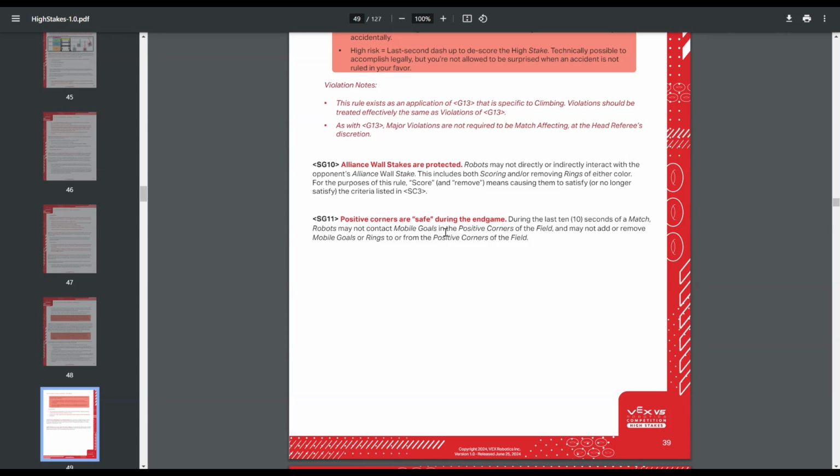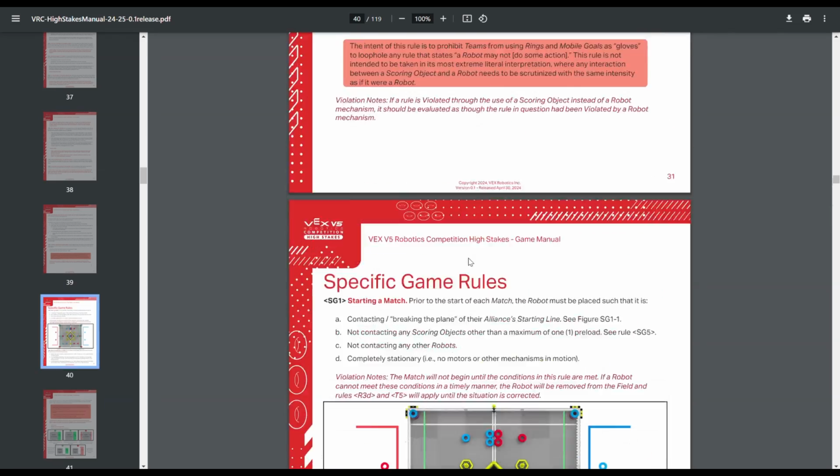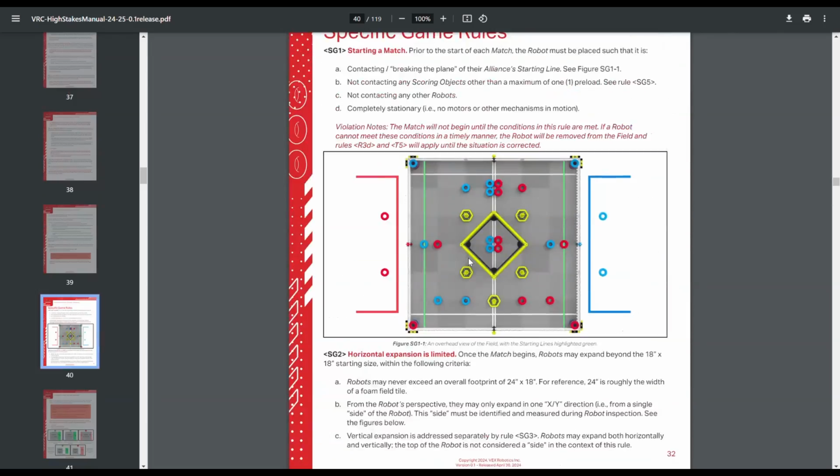So, what does "in the corner" mean? I'm going to assume that it just means a goal that is scored in the corner, not everything that is shoved into the corner. But either way, this is going to be a really big rule, because now you have robots sitting in the corner with your positive goal. I'll just use the old manual because it's there. So you're sitting in the corner with your positive goal.